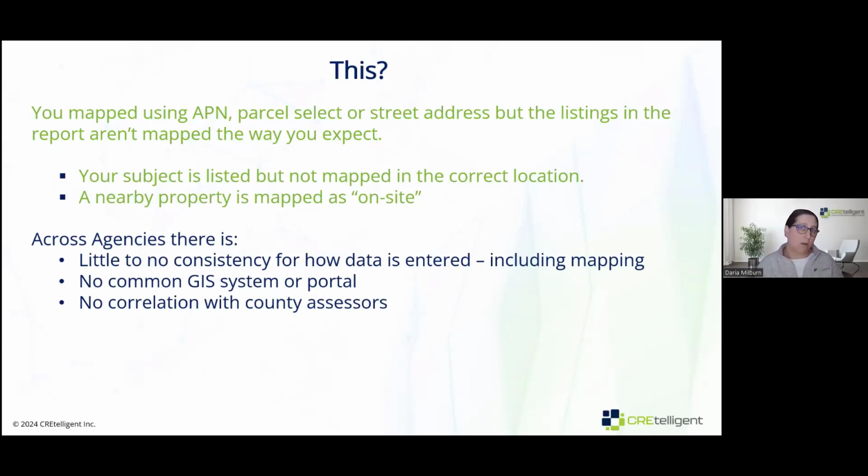But there's no common GIS system or portal for all these hundreds of agencies to be working together on plotting. And they also don't correlate with county assessors. So while it would be ideal if they did, it's unfortunate that they don't, and that also can lead to some of these discrepancies that you can find.